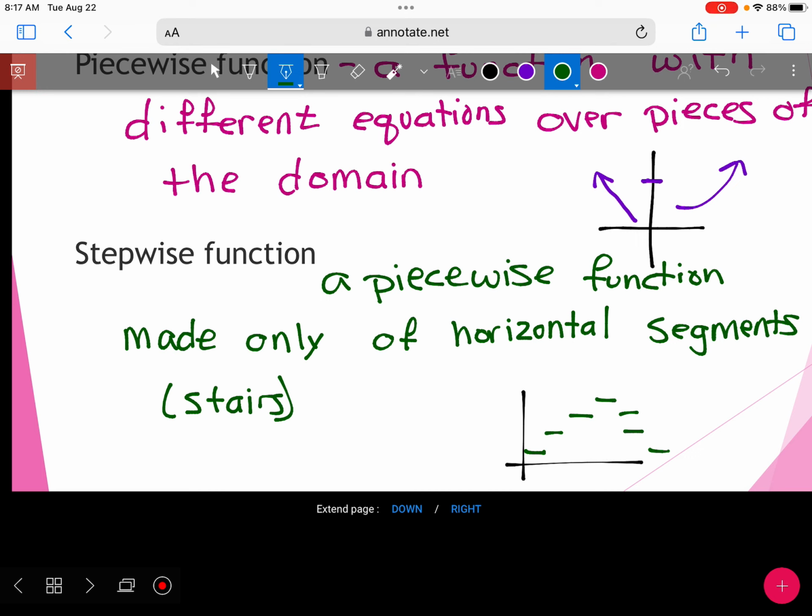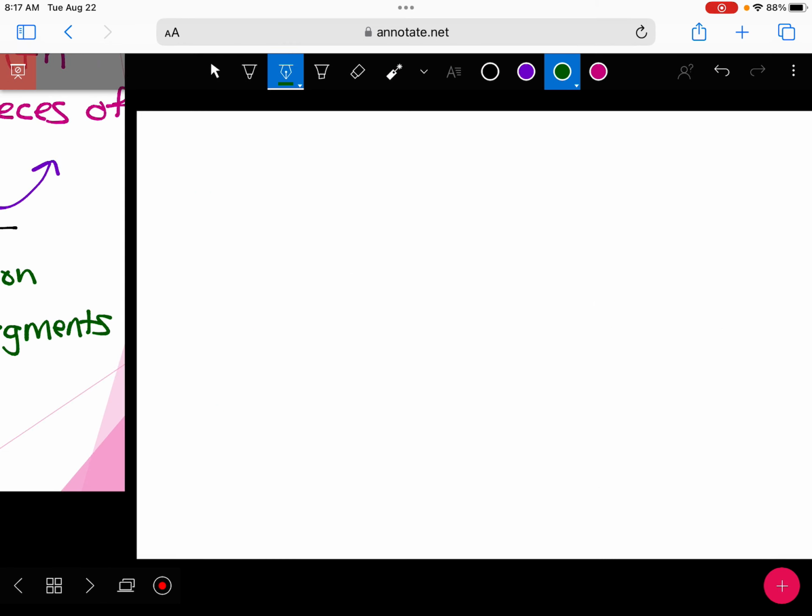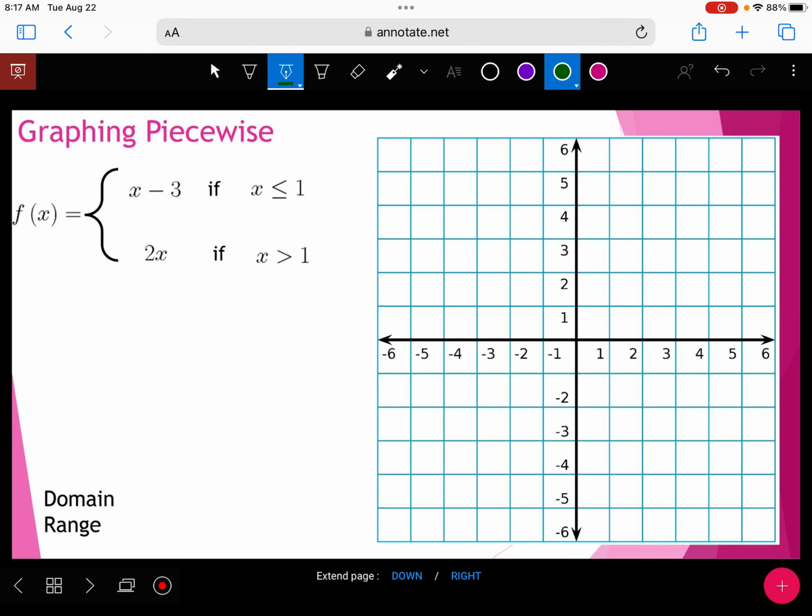Okay, piecewise functions look a little crazy when they're written out, okay? This is our first piecewise function.